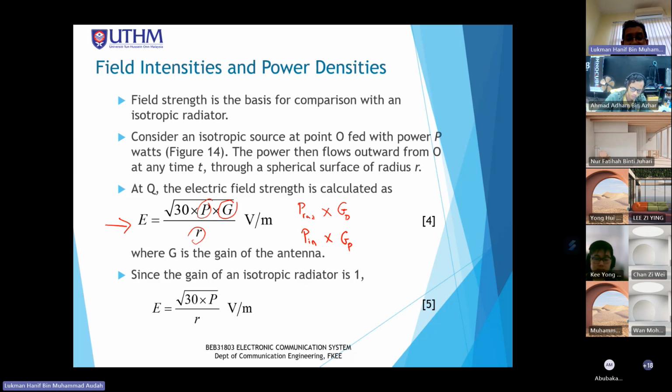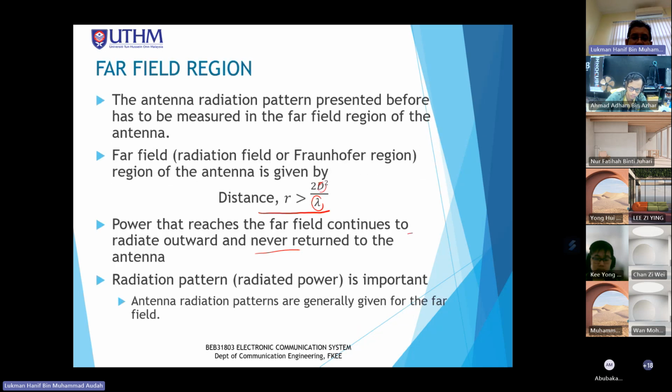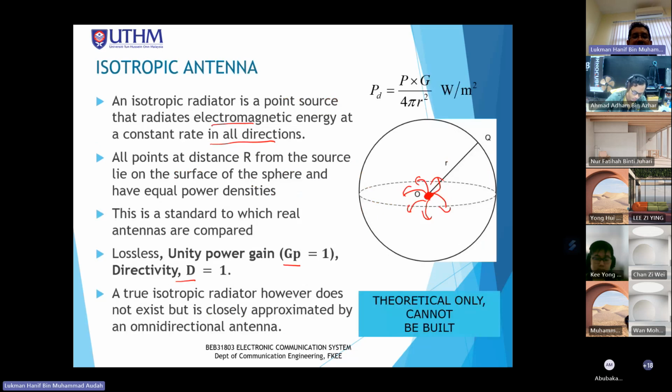For the isotropic radiator, remember isotropic radiator, GD is equal to 1, GP is also equal to 1. So if I go back to the previous slide, for the isotropic antenna, the first characteristic is that it radiates the electromagnetic wave in all directions. And the other characteristic is that the gain is equal to 1. The power gain and also the directivity gain are equal to 1.